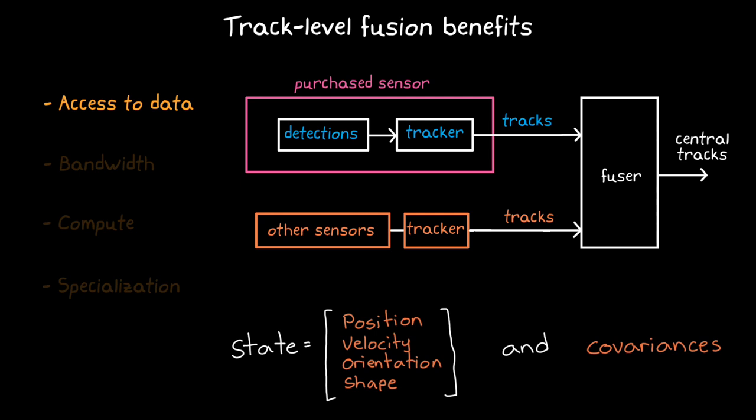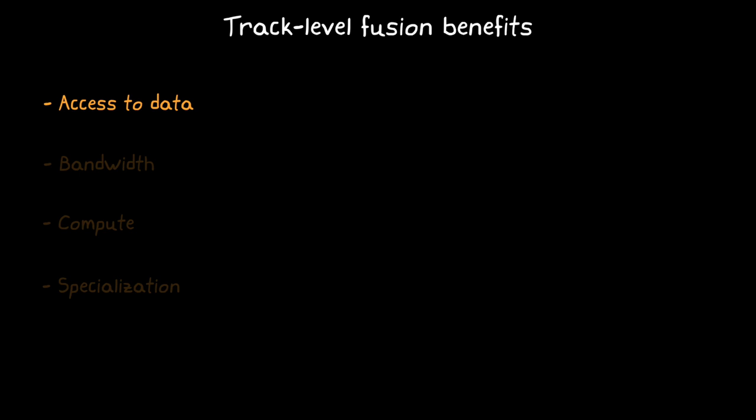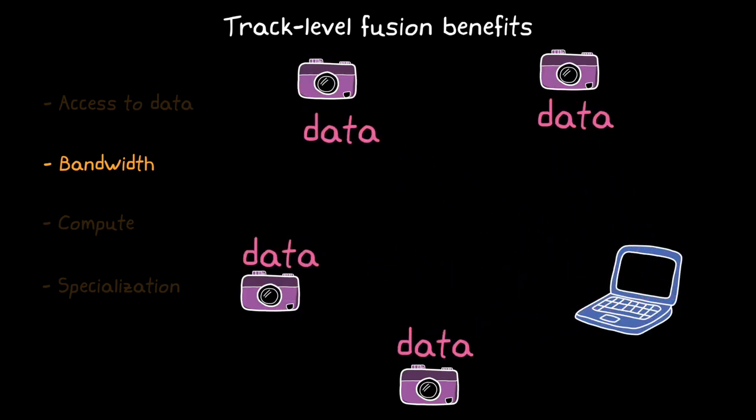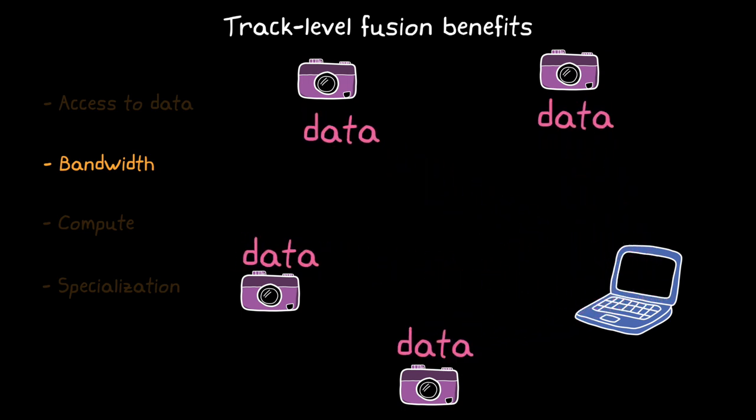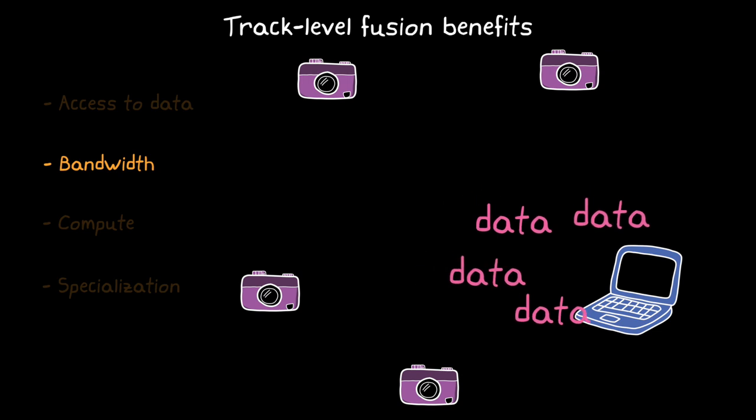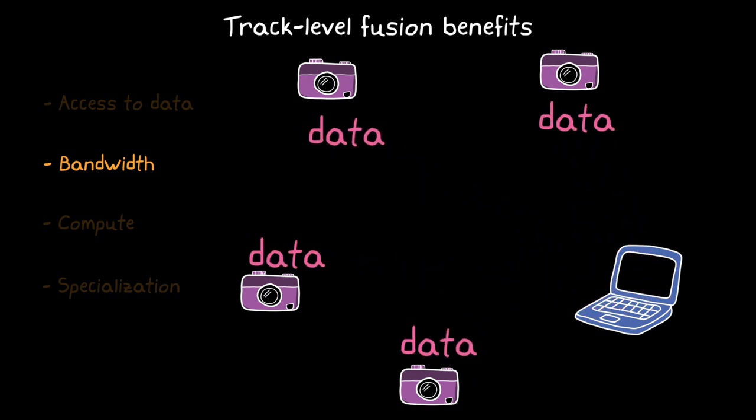Now, even if you buy or build sensors that give you access to the detections, it may not be possible to transfer in real time all of that information from the sensor to the compute element that's running the tracker. Some sensors can generate data rates that are far too great for the bandwidth of the communication buses, especially LiDAR and visible cameras that are sampling dozens of times per second.